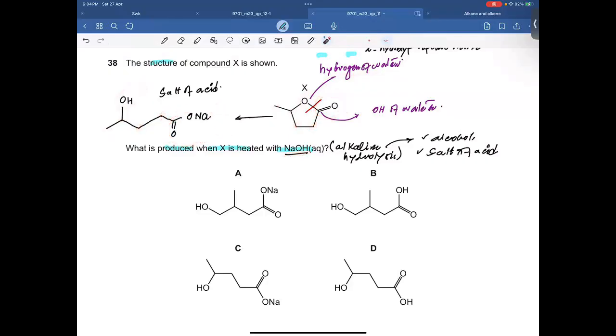So this is incorrect because it is not salt. Also incorrect because it is not salt. No competition exists between these two options. This one and this one is correct.